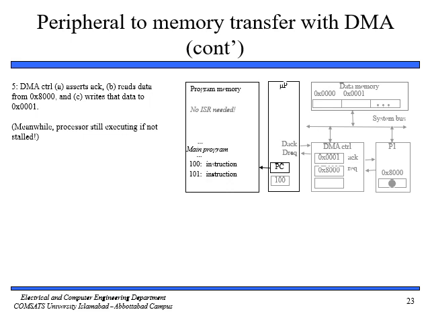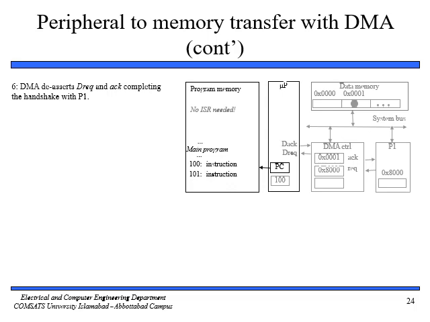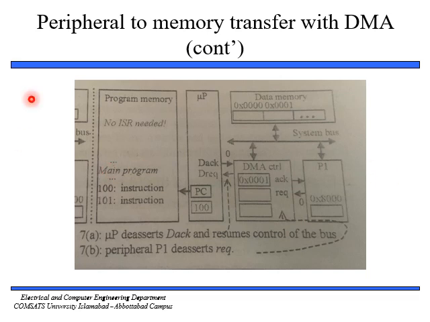So in 5, DMA control asserts acknowledgement. You can see here DMA control asserts acknowledgement, reads data. So it is now going to read data from this 8000. You can look here, data is being read. Some operations are performed, and then finally the data is written at 0x0001. Meanwhile the processor is still working. Now in 6 the DMA deasserts. So in 6 we are going to deassert the signal.